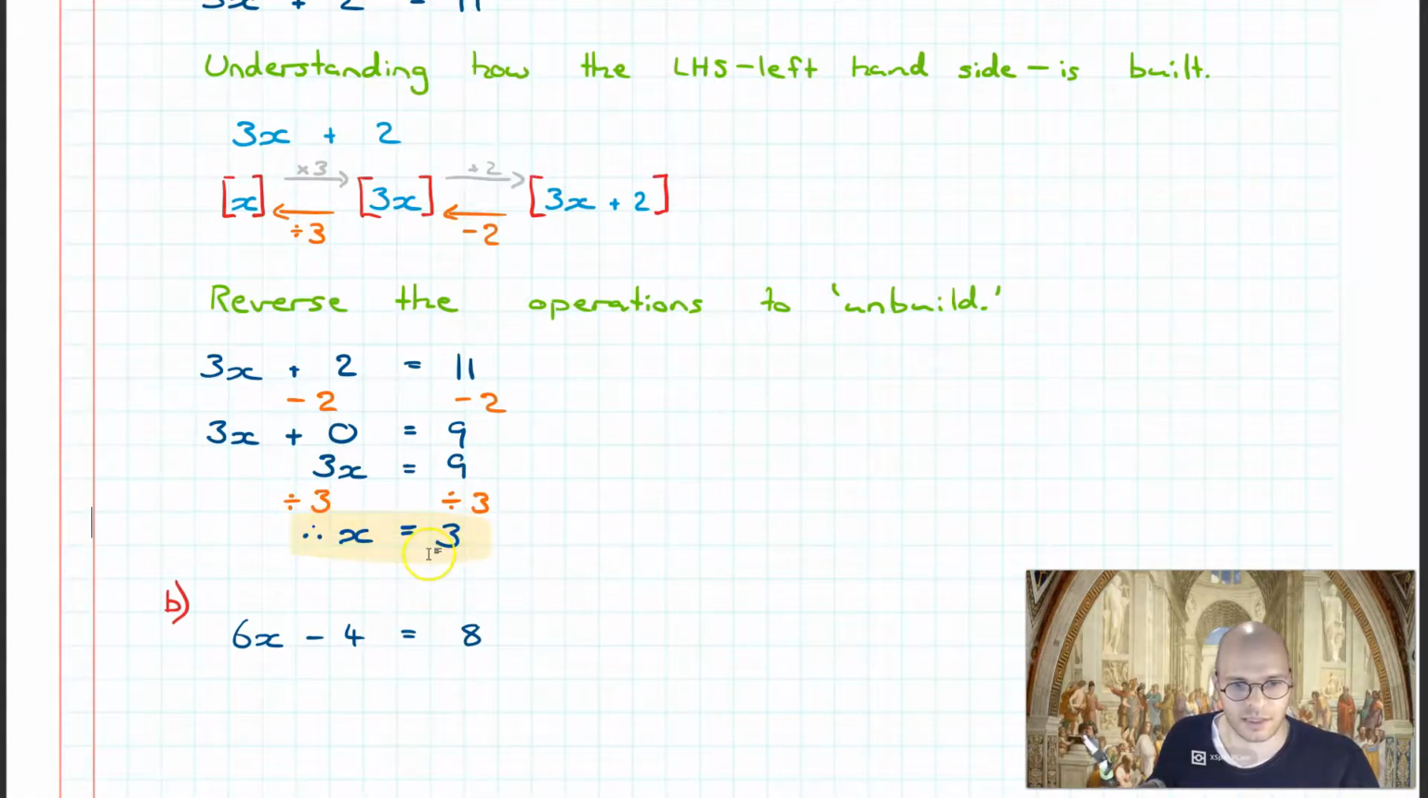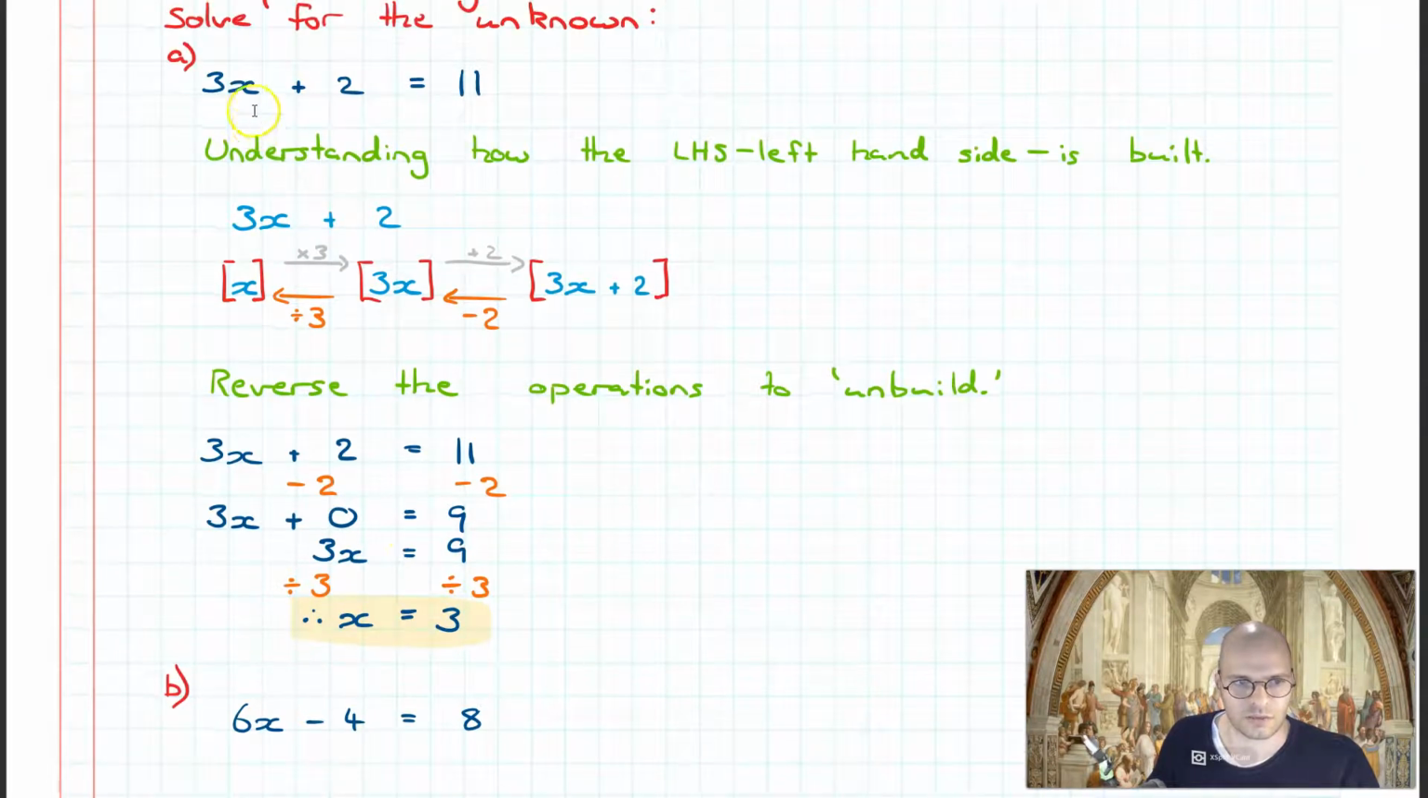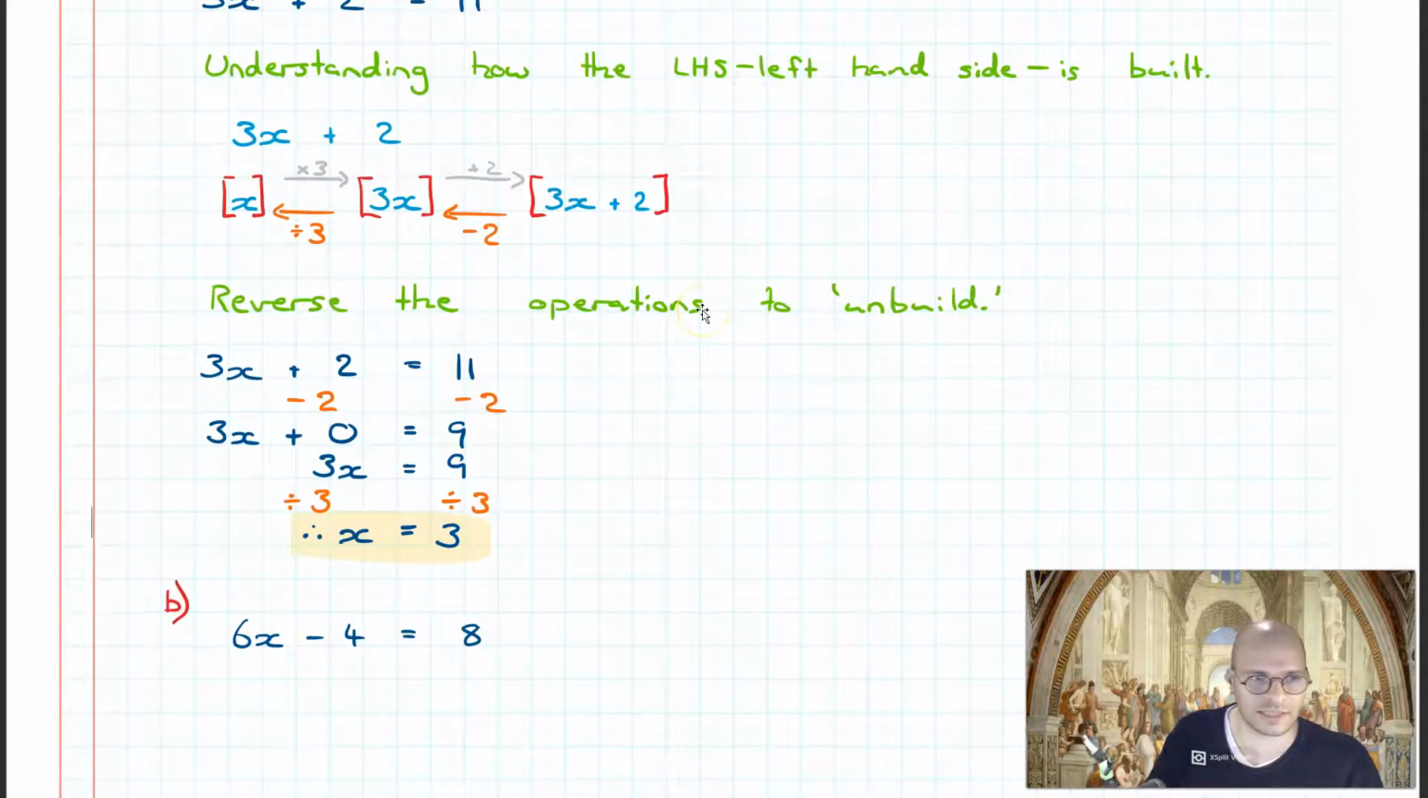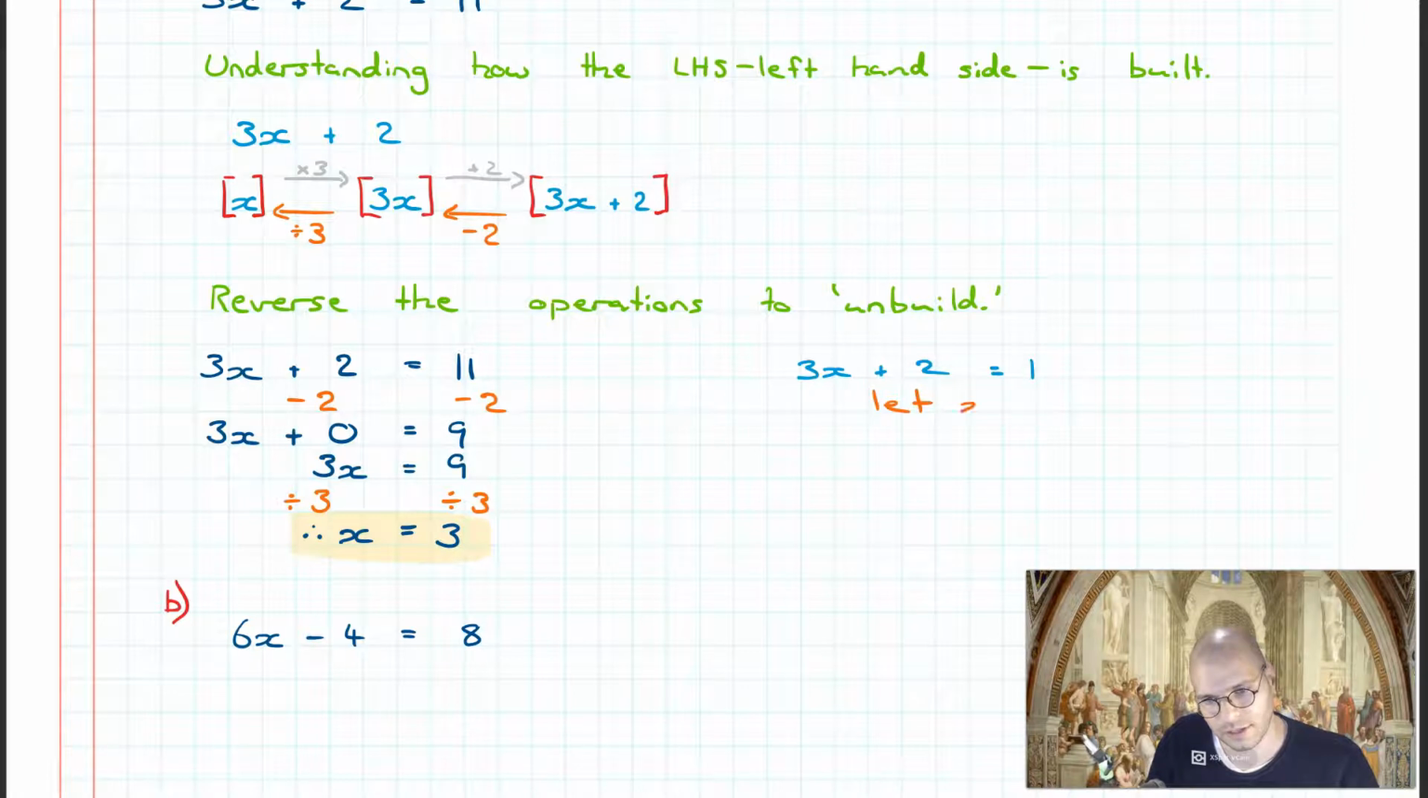And therefore, what we've done is we've been able to solve the value of x that will make this left hand side here equal 11. Now, checking that this is indeed true, what we can do is we can say 3x plus 2 equals 11. Then I can say something of the likes of let x equal 3. Then whenever I see an x, I'm going to turn it into 3. So it's going to be 3 times 3.